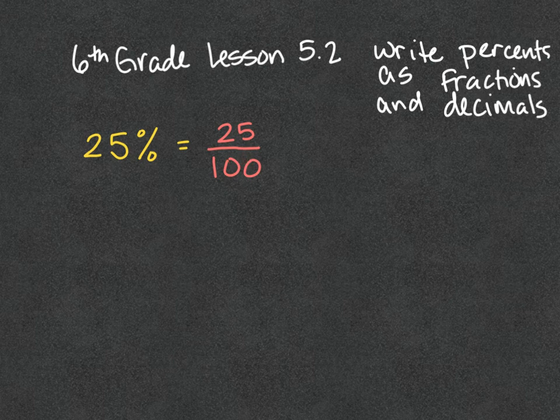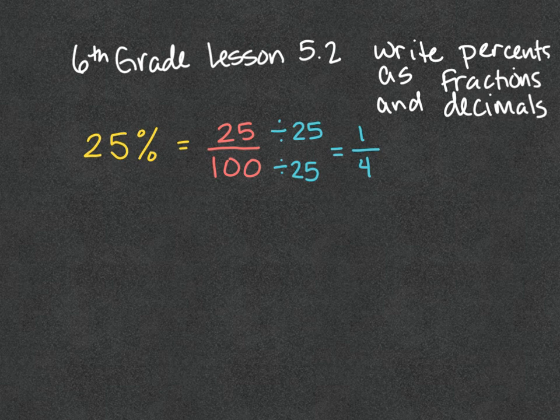It stays equivalent because I'm doing the same to both the numerator and the denominator, but it will reduce it down to its simplified form. 25 divided by 25 is 1, and 100 divided by 25 is 4. So in order to write a percent as a fraction, you would simply take the percent, write it as a ratio to 100, and then simplify it however you need to simplify it if it can be reduced. Some of them may not be able to be reduced.